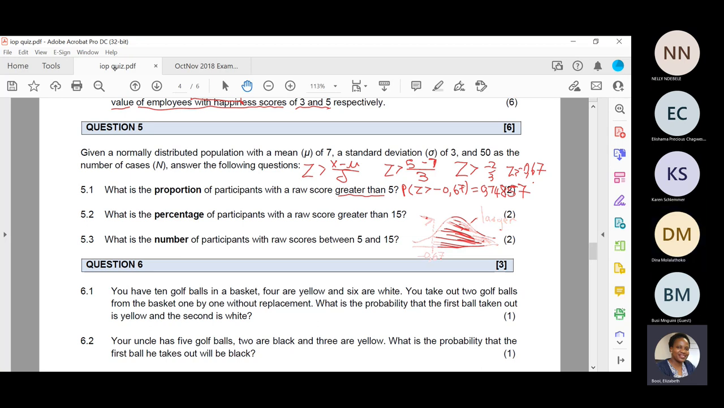And number two, 5.2 says we need to find the percentage. So it means the proportion that we're going to find, we need to multiply that by 100. We do the same thing, but here it's greater than 15. I'm not going to repeat the formula. You can repeat the formula if you want. I'm just going to substitute the values. Z of greater than 15 minus 7 divided by 3.